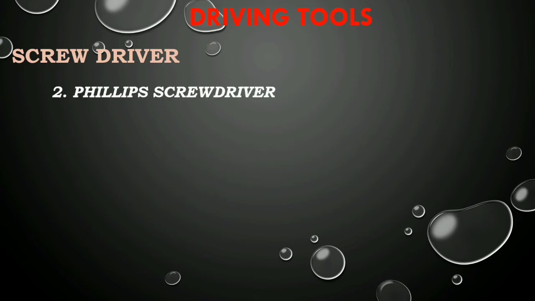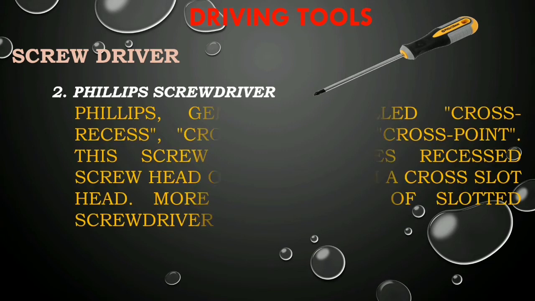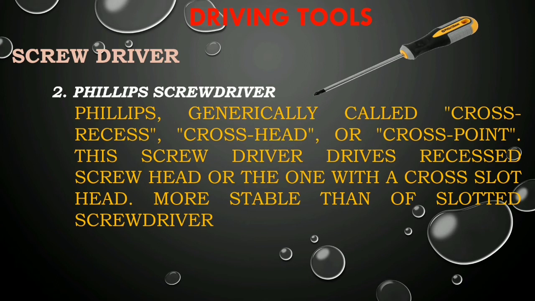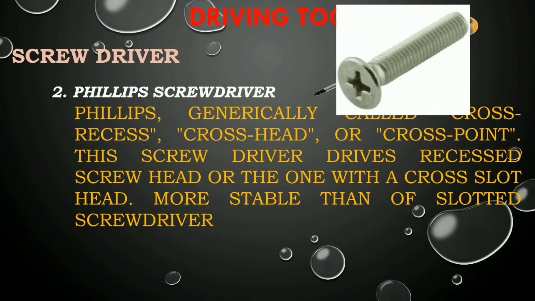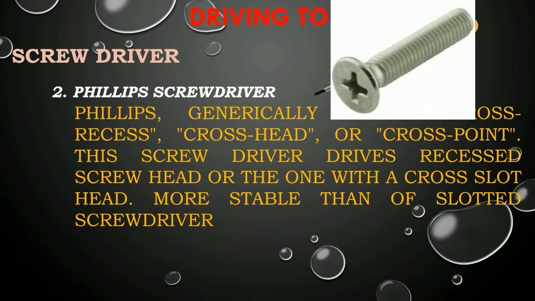So, we have Phillips screwdriver. So, itong example ng Phillips. So, ang kaibahan niya sa slotted screwdriver is siya naman ay may plus or naka-plus sign ang dulo. Okay? Phillips, generically called cross recess, crosshead, or cross point. This screwdriver drives recessed screw head or the one with a cross slot head, more stable than of slotted screwdriver.